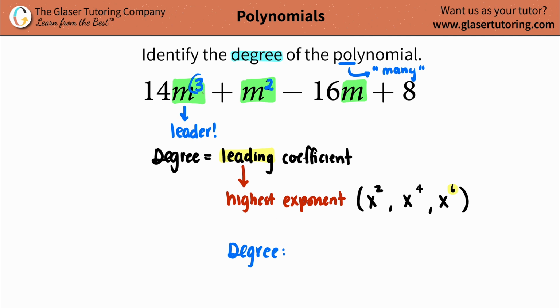But in this case, the degree would be third degree. So we could say 3, third, does not matter. And that's it. Let's highlight it. We love a good highlight. And we're done.